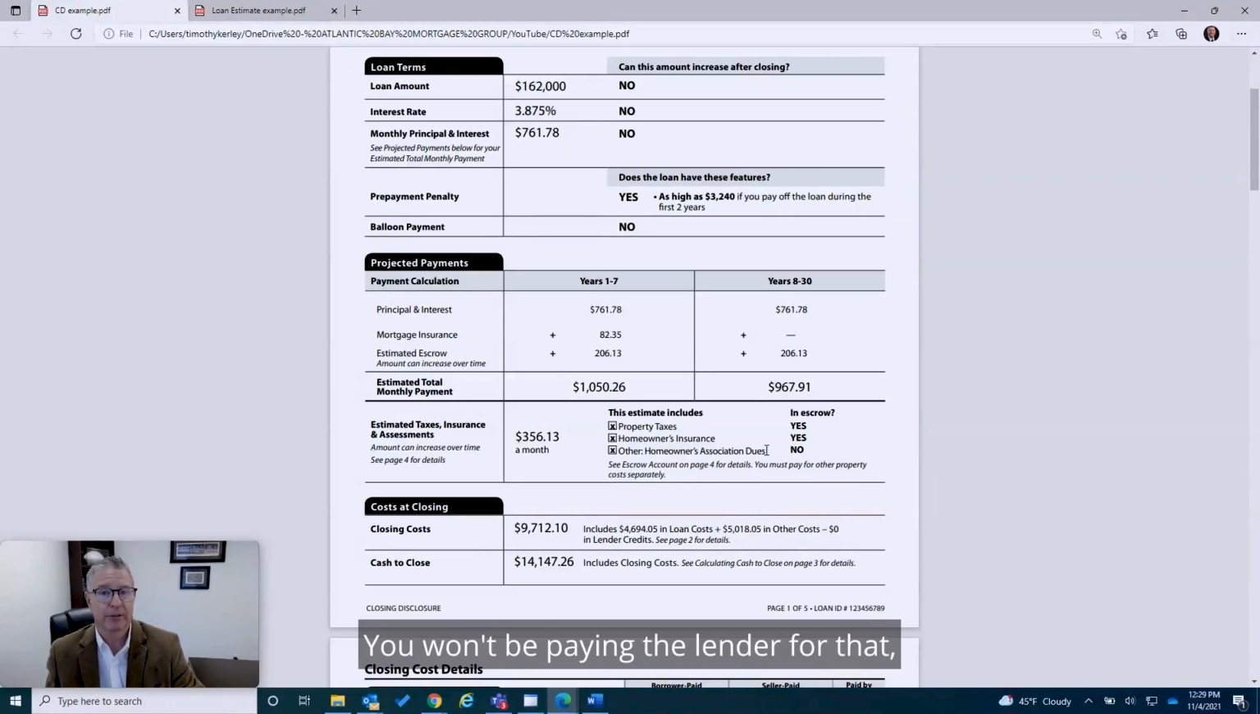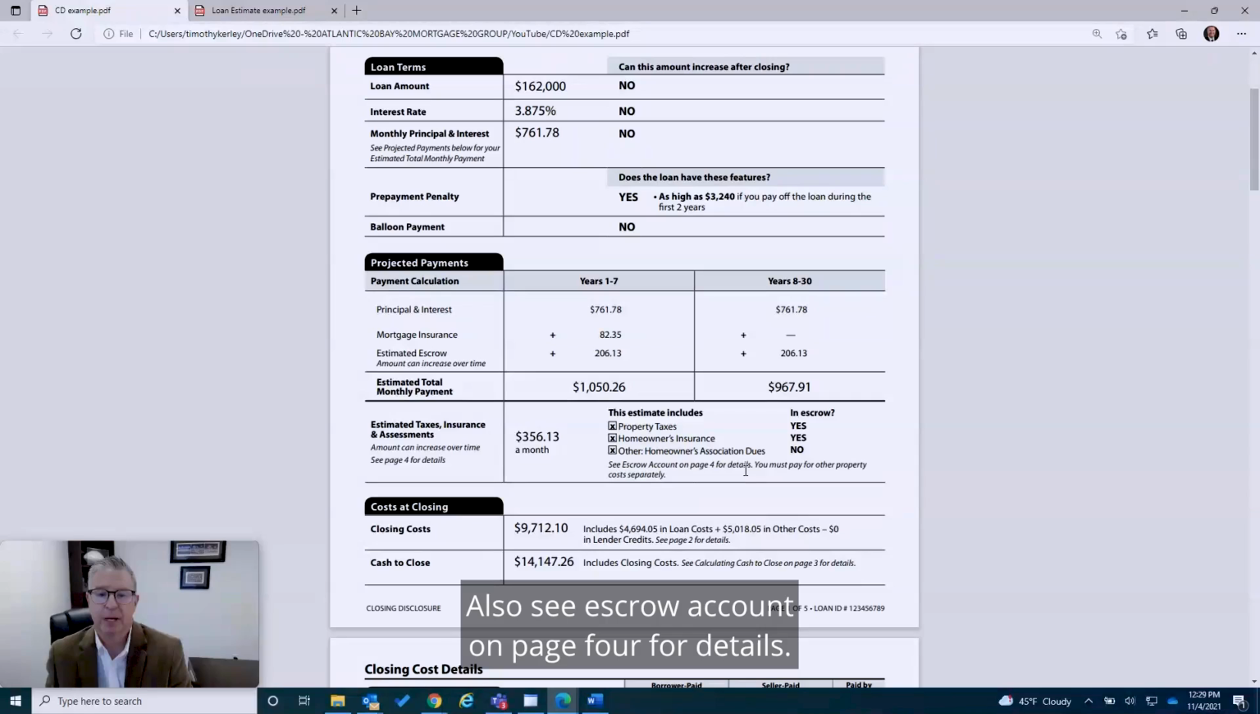You won't be paying the lender for that. You'll be paying your HOA association, but it's there. It's a cost of owning this home. And that's why you see that in there. And you can see the boxes checked there. Also see escrow account on page 4 for details. We'll look at this in just a minute as well.